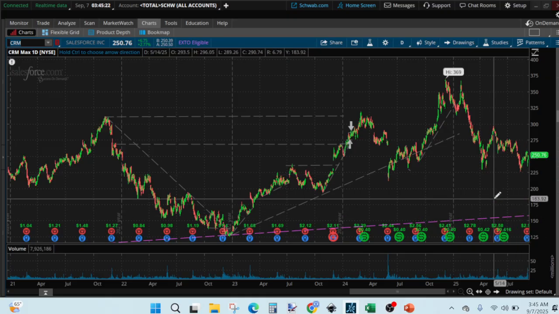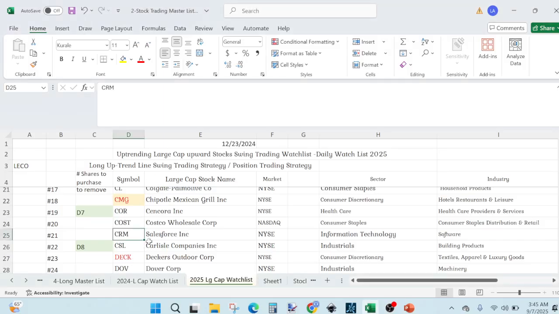So that is how I do my daily chart analysis of stocks that I like to purchase for swing trading purposes. If you have a full-time job and you do not have time to swing trade, a long swing trading strategy, excuse me, could be a strategy that might work for you.